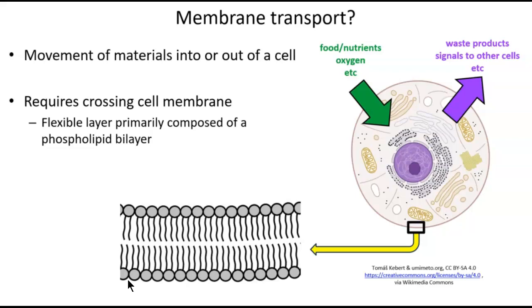For example, the heads of the phospholipids, shown here as these gray circles, are all hydrophilic, whereas the tails of the phospholipid are hydrophobic. And this has ramifications for how things can get across the membrane and what types of things can get across the membrane.